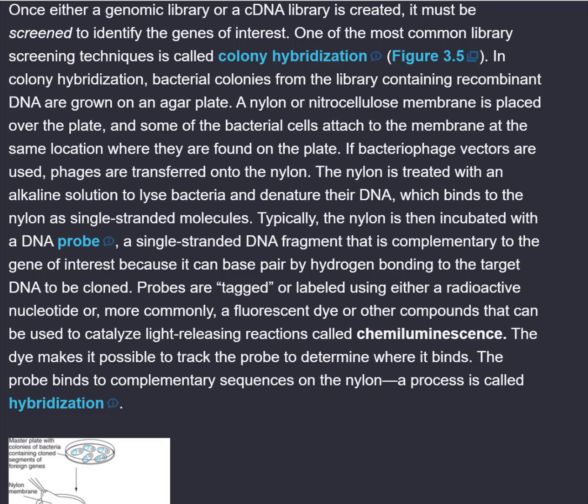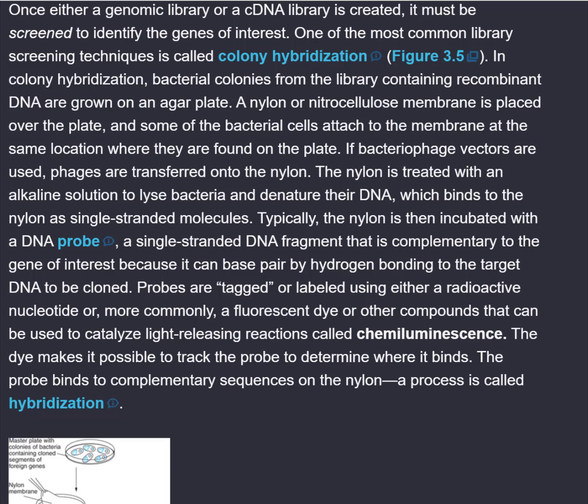If bacteriophage vectors are used, phages are transferred onto the nylon. The nylon is treated with an alkaline solution to lyse bacteria and denature their DNA, which binds to the nylon as single-stranded molecules. Typically, the nylon is then incubated with a DNA probe, a single-stranded DNA fragment that is complementary to the gene of interest because it can base pair by hydrogen bonding to the target DNA to be cloned.